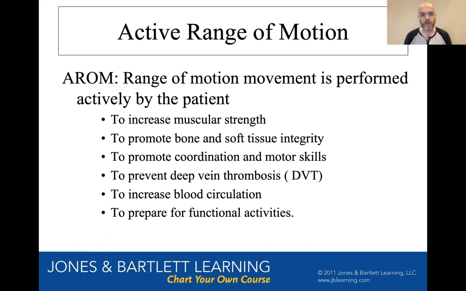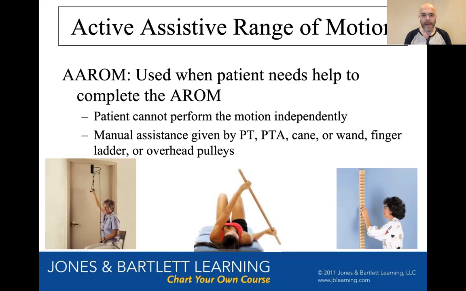Active range of motion is what's actively performed by the patient. So to promote strength, to build coordination, prevent DVTs, deep vein thrombosis, blood clots, increase our circulation, and get ready for functional activities. Active assistive range of motion is when the patient needs help performing the range of motion.